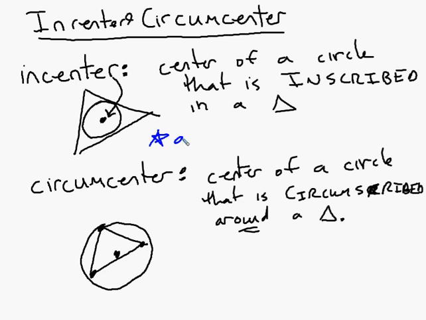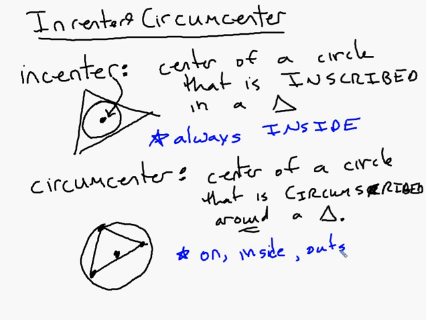The in-center is always inside the triangle. The circumcenter can be on, inside, or outside the triangle, just depending upon it. But notice, the circumcenter is the center of the circle that is circumscribed. The circle is around the triangle, not inside the triangle. So that's one way that you can keep those things straight.